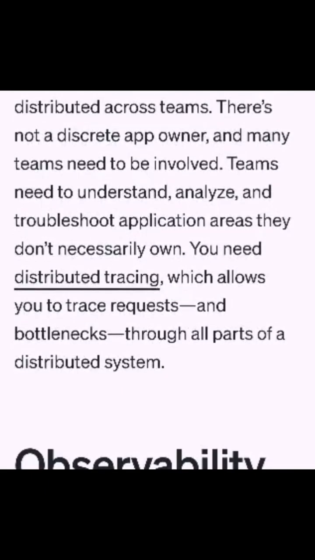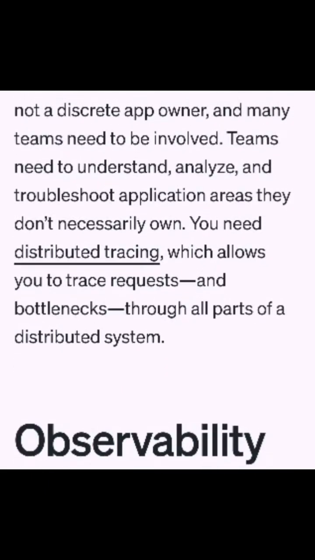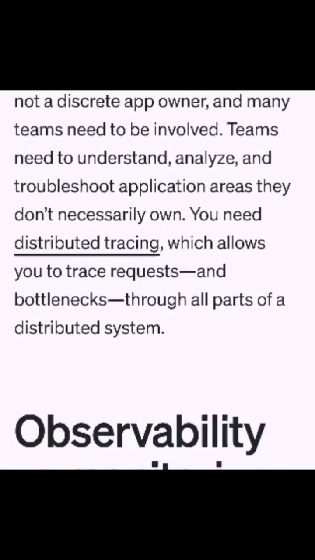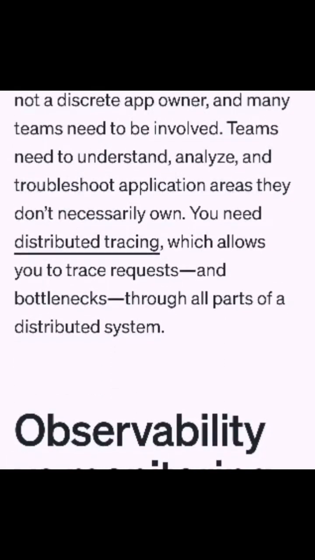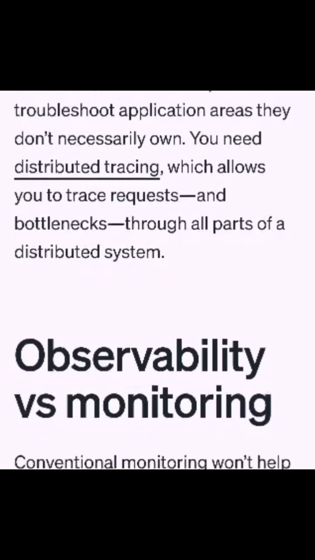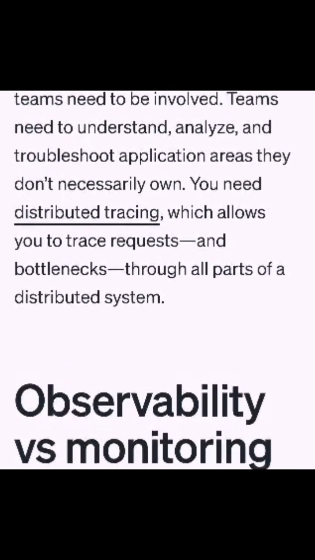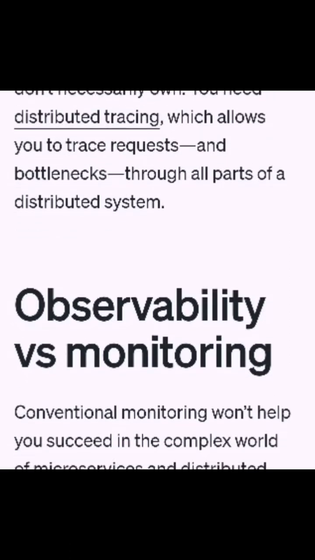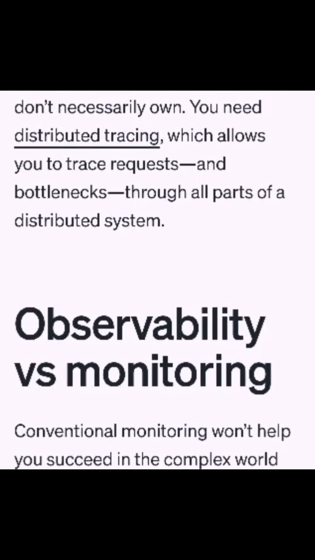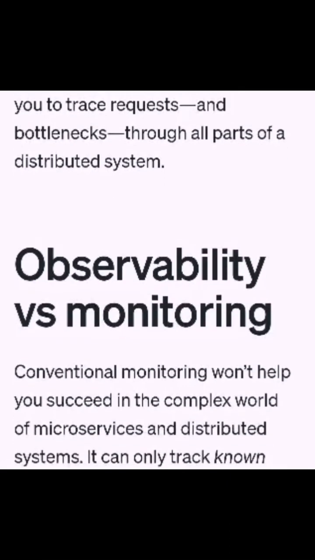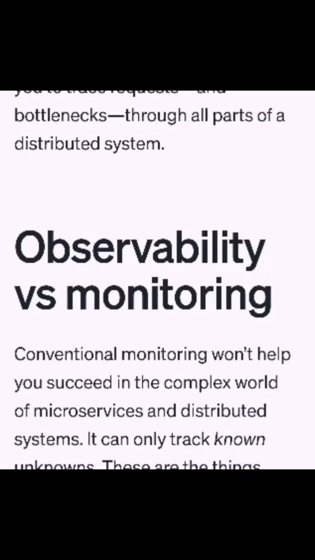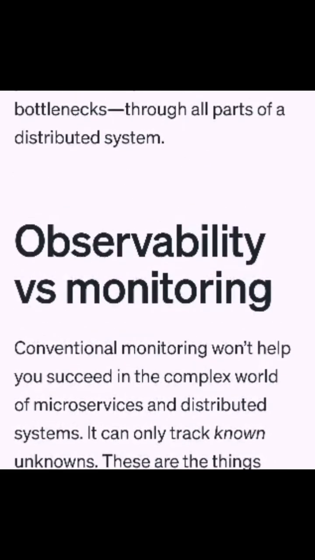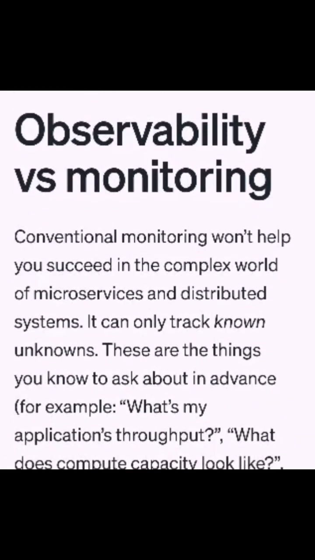observability solution. Now that microservices architectures are commonplace, responsibilities are distributed across teams, and there is not a discrete app owner, and many teams need to be involved. Teams need to understand, analyze, and troubleshoot the application areas they don't necessarily own. You need distributed tracing, which allows you to trace the requests and bottlenecks through all parts of the distributed system.